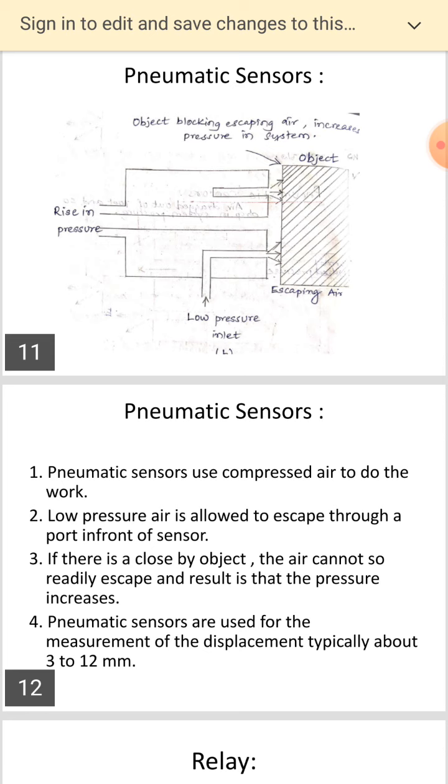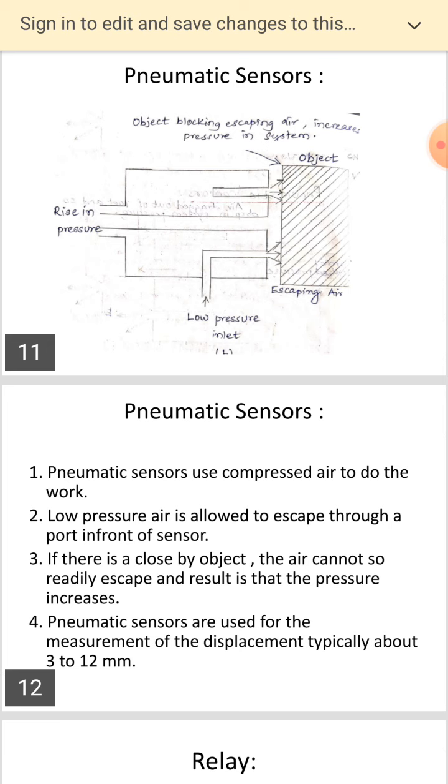Low pressure air is allowed to escape through a port in front of the sensor. In the absence of any nearby object, this escaping air escapes freely, and in doing so also reduces the pressure in the nearby sensor output port. However, if there is a nearby object, the air cannot so readily escape, and the result is that the pressure increases in the sensor output port. The output pressure from the sensor thus depends on the proximity of objects.